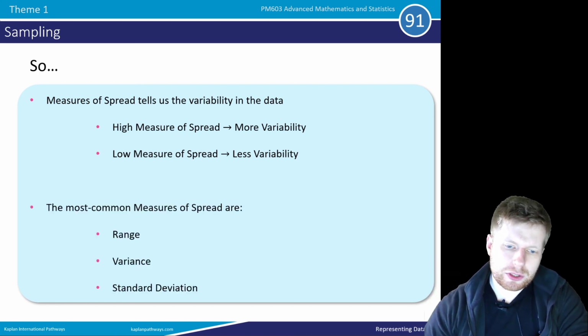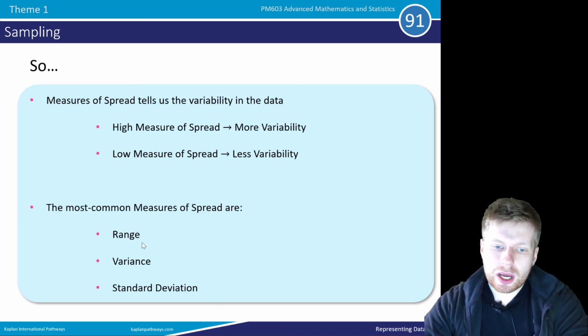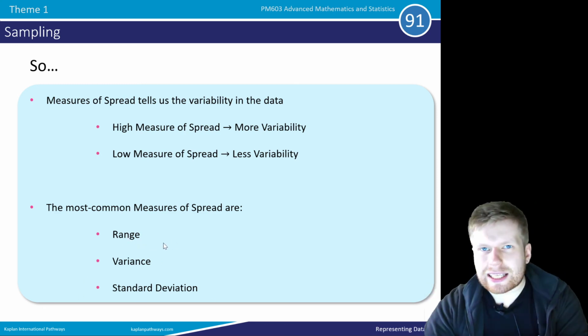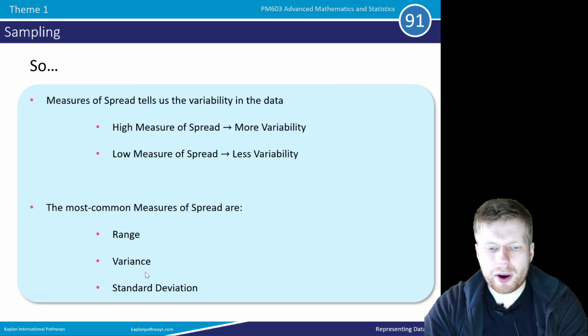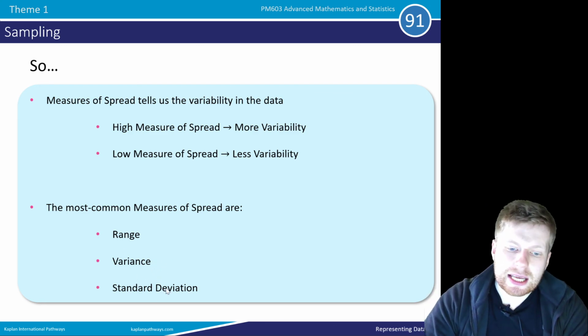Now, the most commonly used measures of spread are range. There are also quartiles and deciles and percentiles. I haven't bothered to put them on here, but there are also those to bear in mind. But then variance and standard deviation.